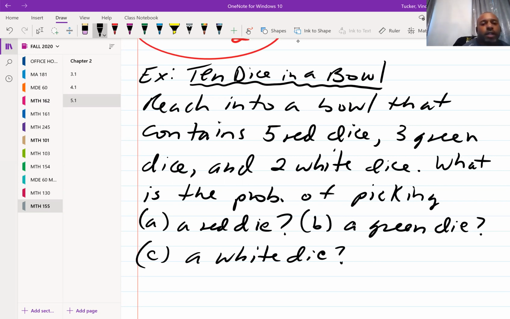All right, so we have 10 dice in a bowl. Reach into a bowl that contains 5 red dice, three green dice, and 2 white dice. What is the probability of picking a red die, a green die, or a white die?